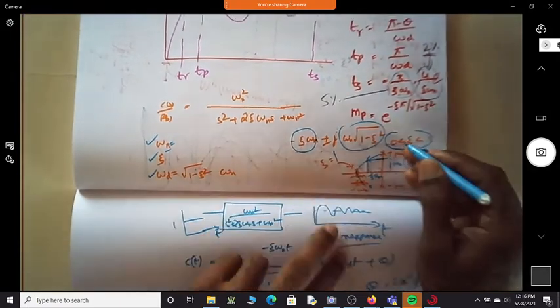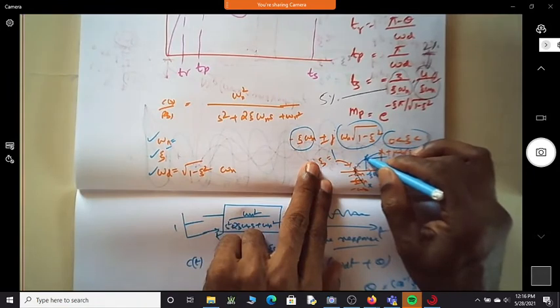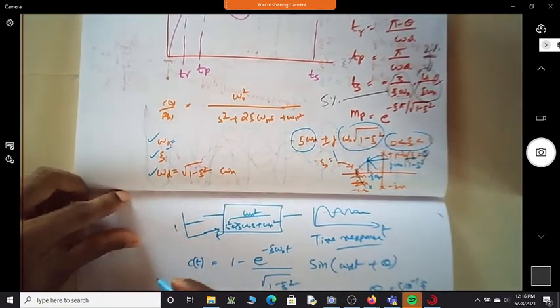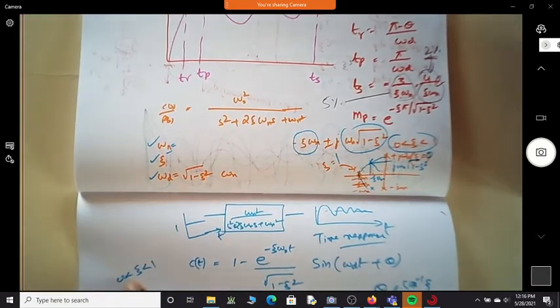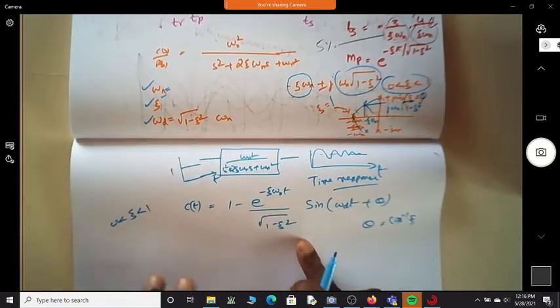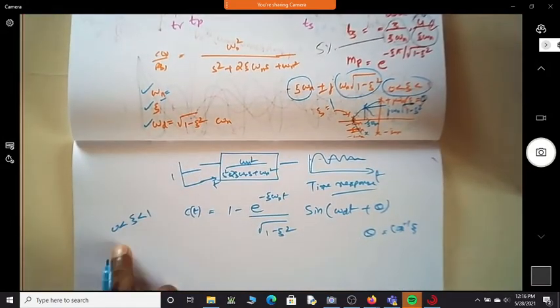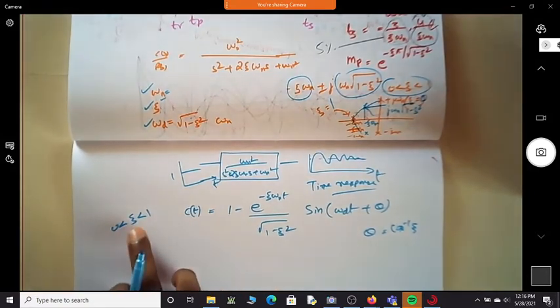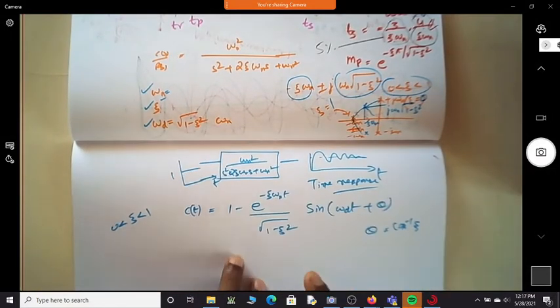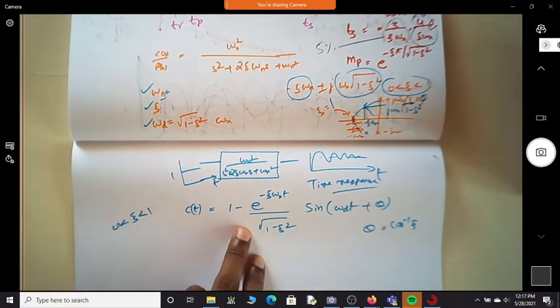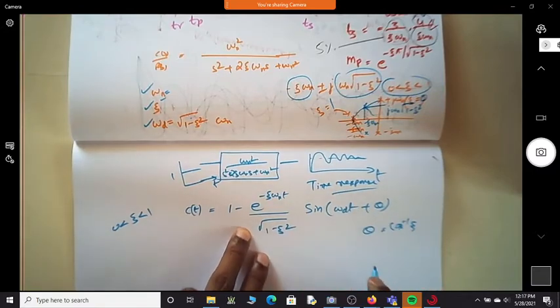where theta was defined as cos inverse of zeta. Of course, this equation is valid only for zeta values between 0 and 1. It is not valid for a second order system where zeta is outside this range. It is not valid for zeta equal to 0, and not valid for zeta equal to 1. It is in between that. It will be an oscillatory response, and it is dying out.